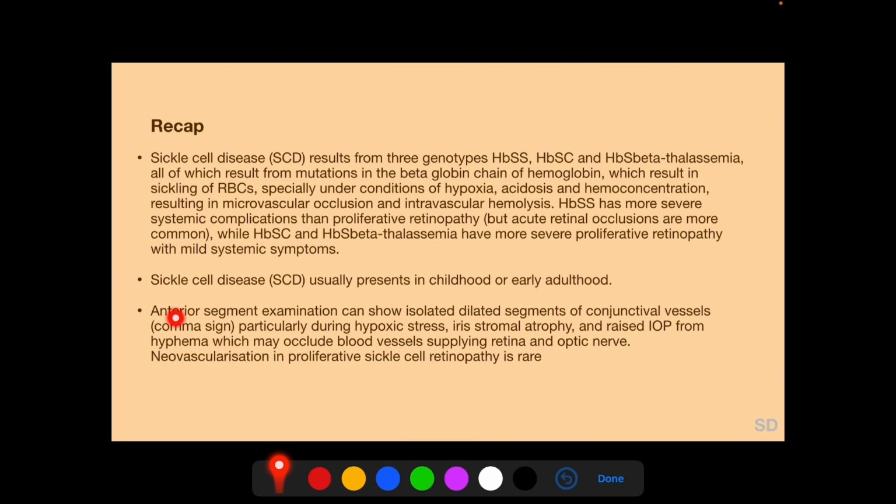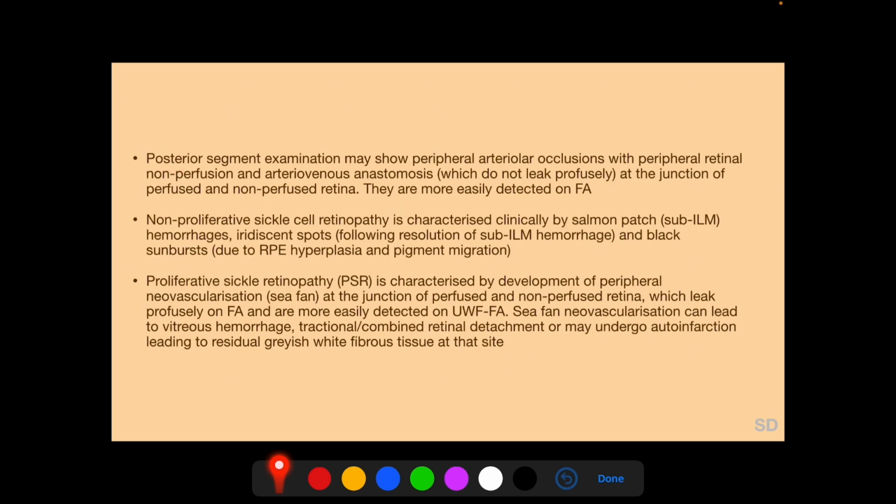Anterior segment examination can show isolated dilated segments of conjunctival vessels, which is called the comma sign, particularly during hypoxic stress, iris stromal atrophy, and raised intraocular pressure from hyphema, which may occlude blood vessels supplying the retina and the optic nerve. Neovascularization in proliferative sickle cell retinopathy is rare. Posterior segment examination may show peripheral arteriolar occlusions with peripheral retinal non-perfusion and arteriovenous anastomosis, which do not leak profusely on fluorescent angiography at the junction of perfused and non-perfused retina. These findings are more easily detected on fluorescent angiography.